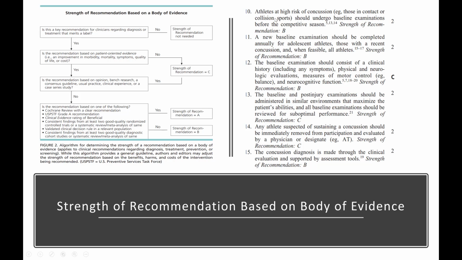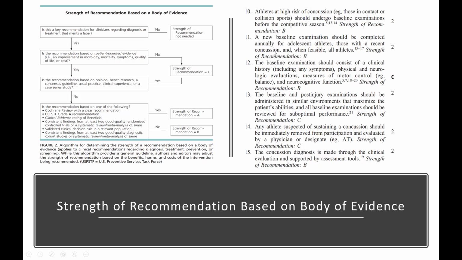And here on number 10, it talks about athletes at high risk of concussion should undergo baseline examination before a competitive season. Well, they looked at 3 studies that are listed here, and the 3 studies all agreed that baseline data should be done prior to the season.